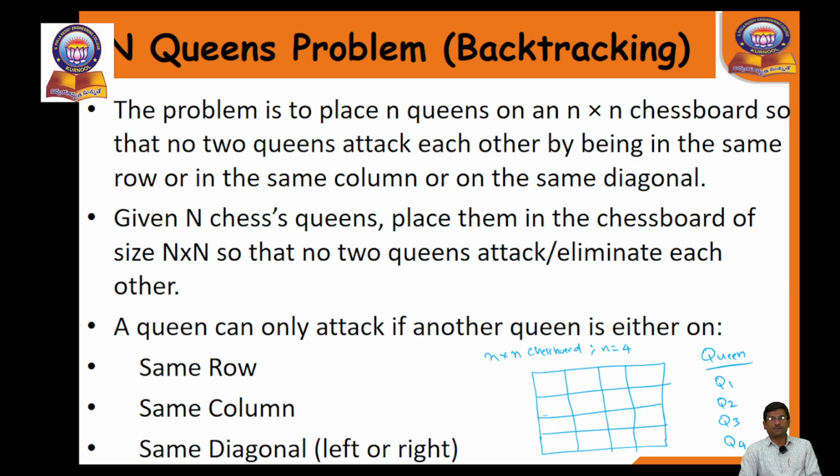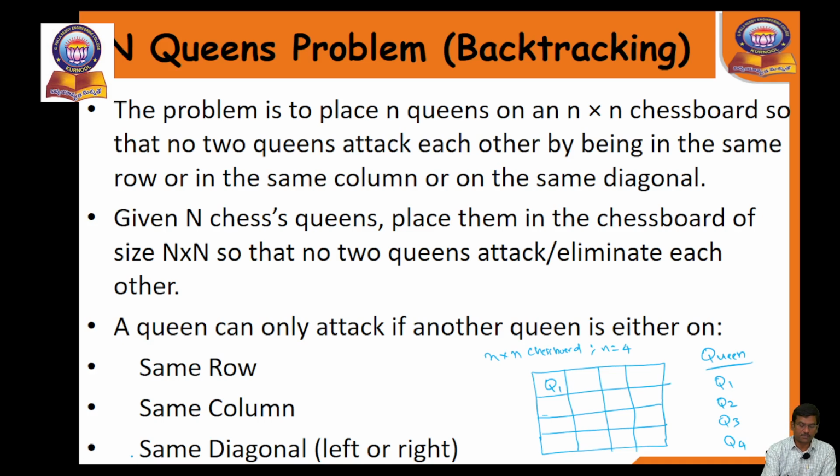you have to arrange these queens such that no two queens are under attack. The constraint that has to be satisfied is that no two queens are under attack. What does this mean? If I place q1 here to start with, then you cannot place Q2 in the same row and in the same column, and we also cannot place the next queen in the same diagonal.